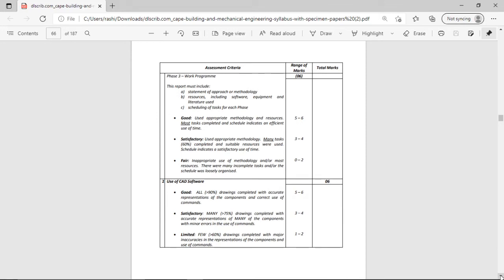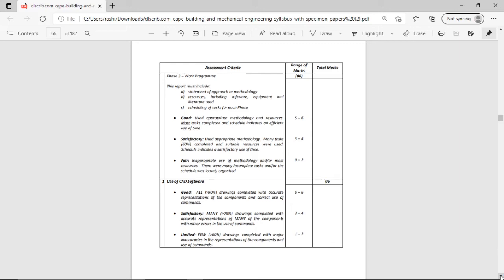All right, work program. The report must include a statement of approach or methodology. This is what is expected in your report. How did you go about solving the problem? What were the different methods that you used? How did you go about carrying out your research? How did you go about selecting the different materials? How did you go about designing everything the way that you chose to design it? So you explain all the methods and your methodologies in your report.